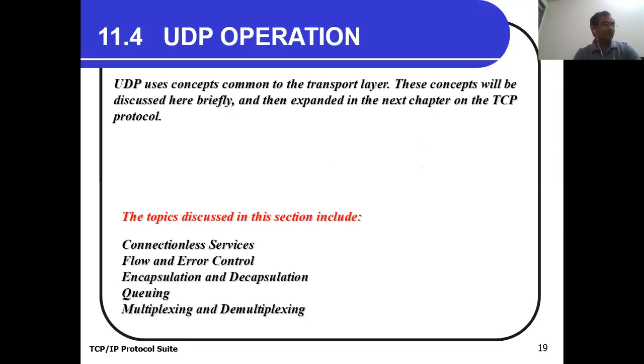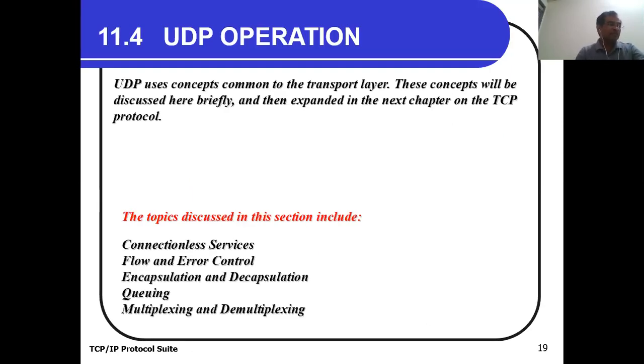And then we are interested to see what the UDP operation is altogether, right? UDP uses concepts common to the transport layer. These concepts will be discussed here briefly and then expanded in the next chapter on TCP, right? One is connectionless service. We will see what connectionless service is and what flow and error control are.